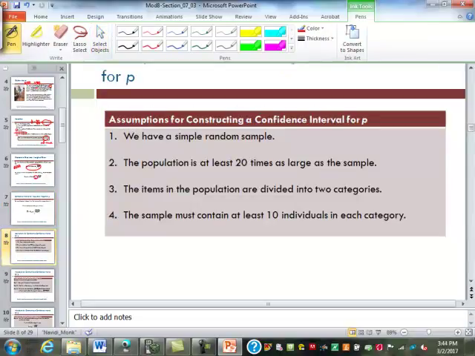So then let's take a look here. Things that we must have to use a confidence interval for proportion. Just like before, we must have a simple random sample. So to do a confidence interval, we must have a simple random sample, period.